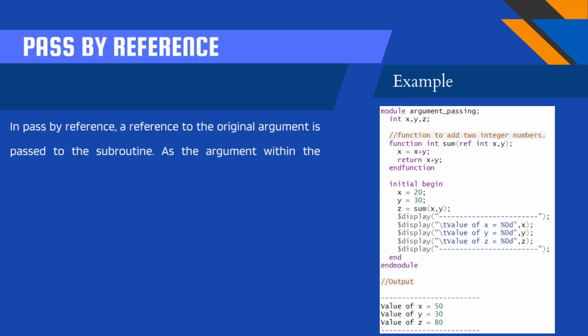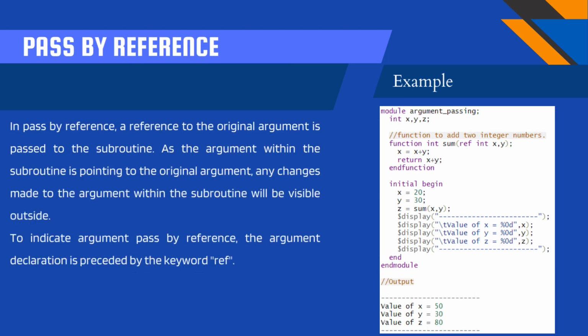Now let's move on to argument pass by reference. In pass by reference, a reference to the original argument is passed to the subroutine. As the argument within the subroutine is pointing to the original argument, any changes made to the argument within the subroutine will be visible outside. To indicate argument pass by reference, the argument declaration is preceded by the keyword ref. Let's take a look at an example.